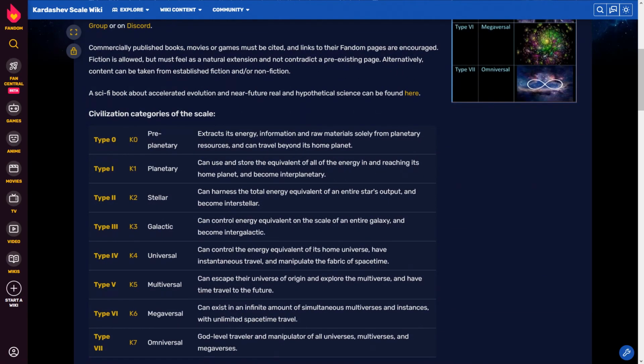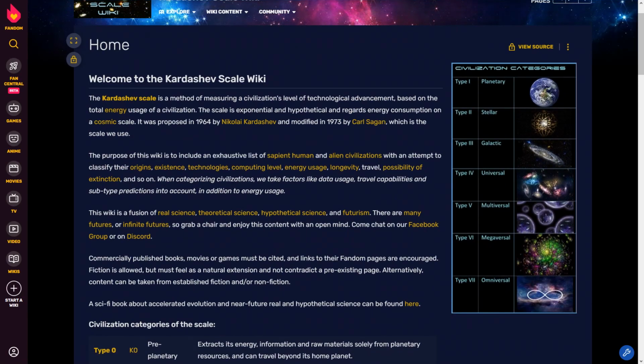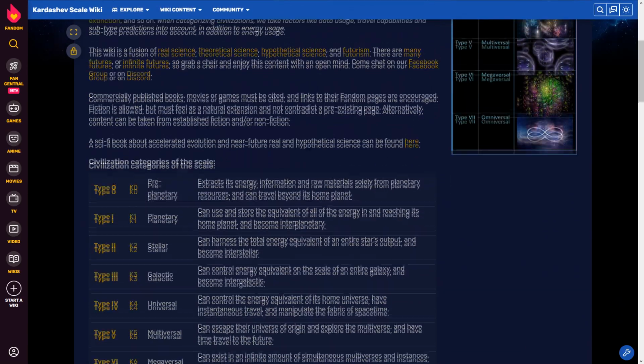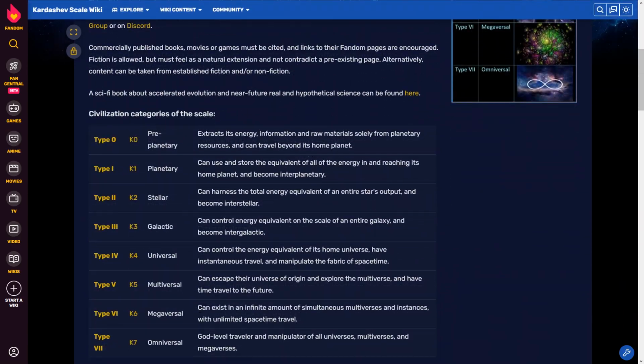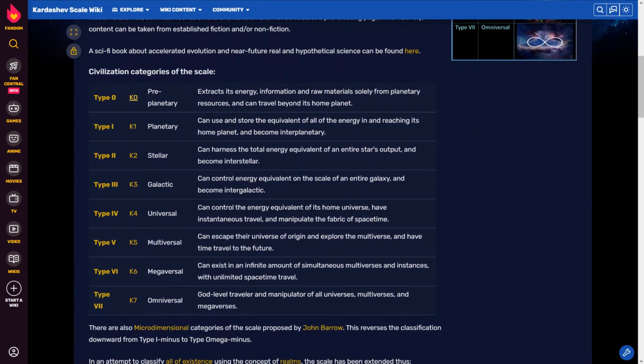So there's categories, and there's also pictures here of Type 1 planetary, Type 2 stellar, Type 3 galactic, Type 4 universal, Type 5 multiversal, Type 6 megaversal, and Type 7 omniversal. Okay. So then what's Type 0? Pre-planetary. There's K0, 1, 2, 3, 4, 5, 6, 7. So pre-planetary extracts its energy, information, and raw materials solely from planetary resources and can travel beyond its home planet.